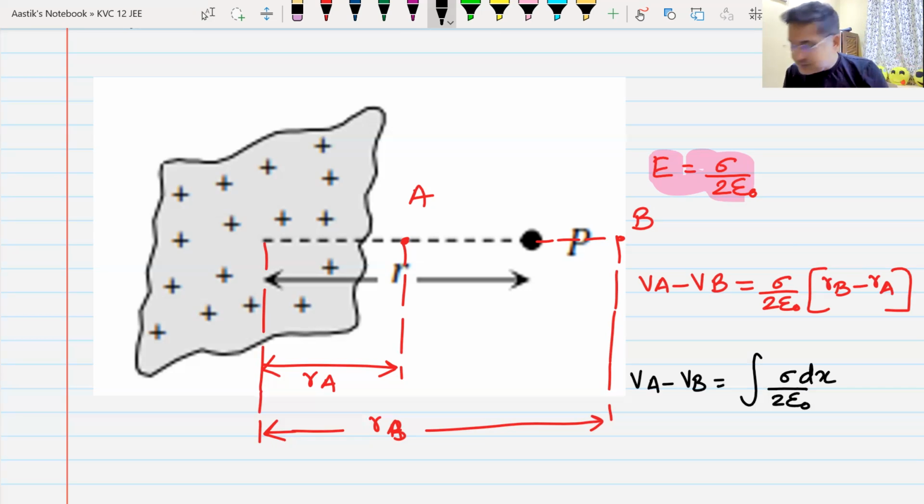I integrate this from where to where? From point A to point B. The distance of point A is RA. The distance of point B is RB. You integrate this, definite integral. You put the limits and you end up with that answer in the previous case.